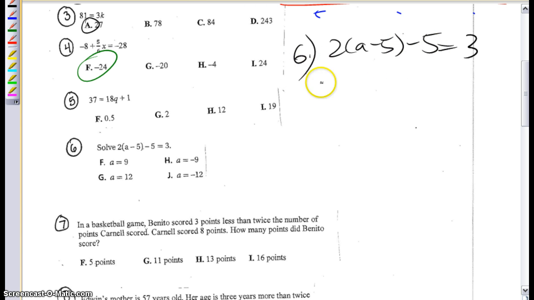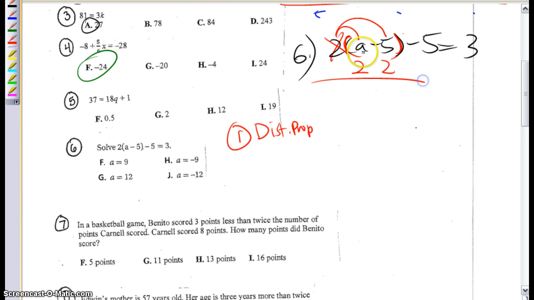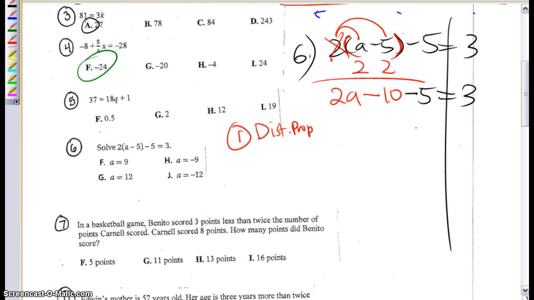For number 6, this is a multi-step equation. So the first step that I want to do is look at those parentheses and use the distributive property. So I'm going to distribute 2 to the a and the negative 5. I'm going to write that underneath both of them, but cross out that 1. And the parentheses represents multiplying. So a times 2 is 2a. Negative 5 times 2 is negative 10. Then I still have negative 5 equals 3. I'm going to draw a line there.